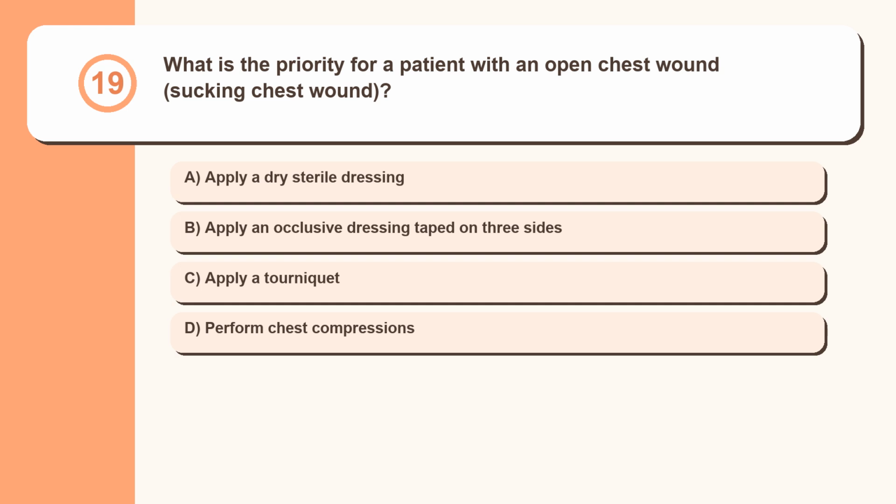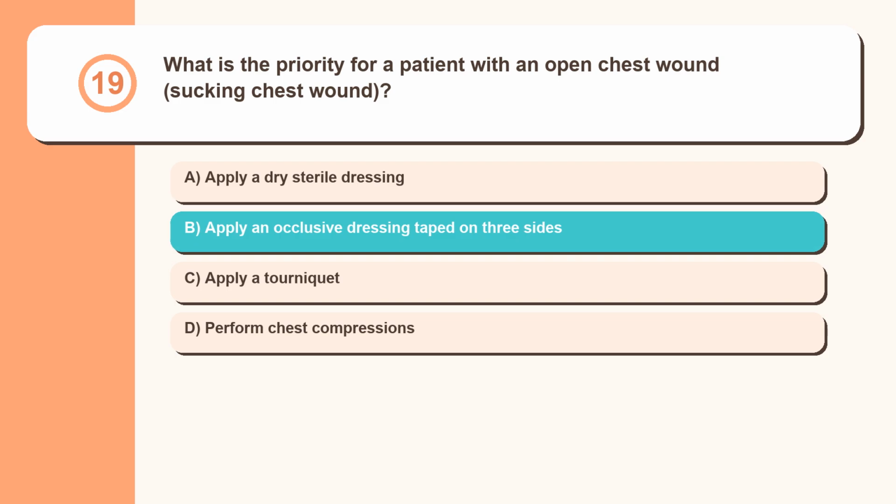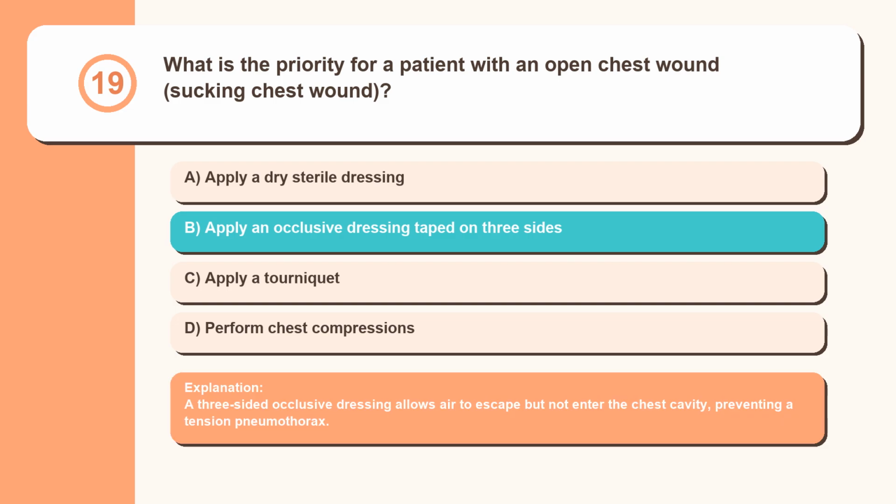Question 19. What is the priority for a patient with an open chest wound, a sucking chest wound? Apply a dry sterile dressing. Apply an occlusive dressing taped on 3 sides. Apply a tourniquet. Perform chest compressions. A 3-sided occlusive dressing allows air to escape but not enter the chest cavity, preventing a tension pneumothorax.